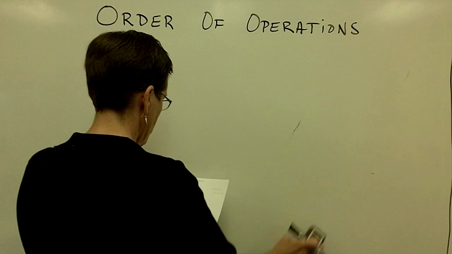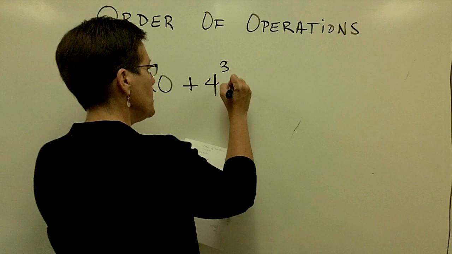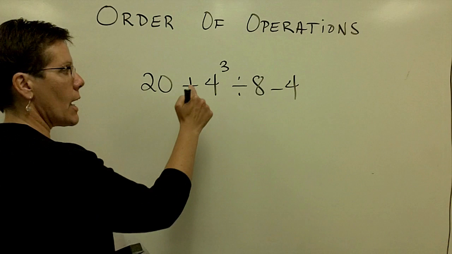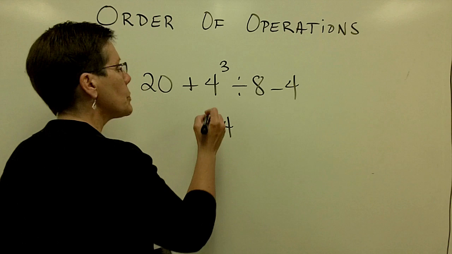Let's take 20 plus 4 cubed and divide it by 8 minus 4. So order of operations says that I should do the exponents first. So 4 to the third power is equal to 64. Would you please do nothing else except for that, and then bring down every symbol?